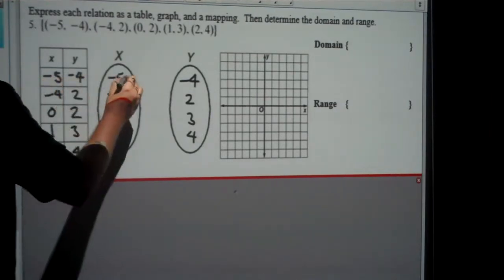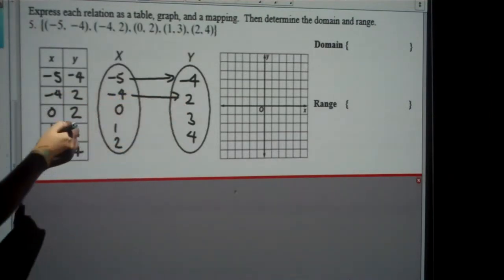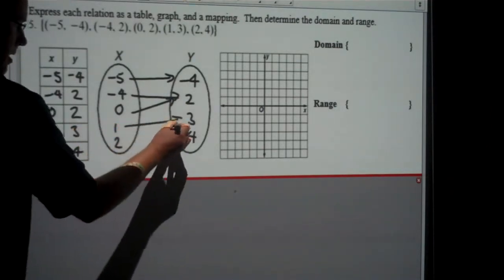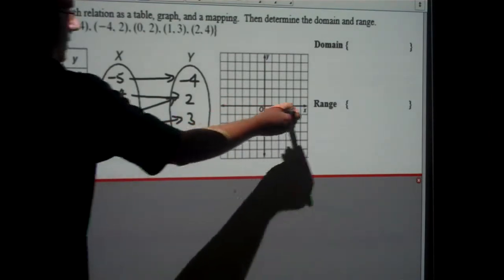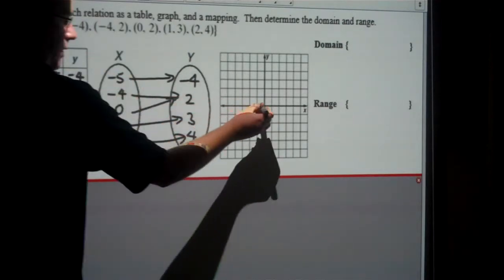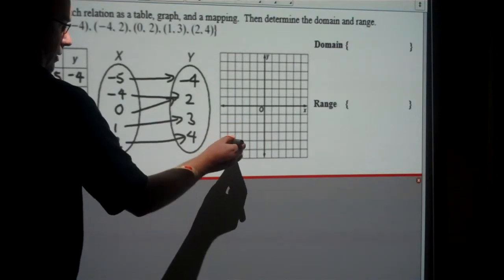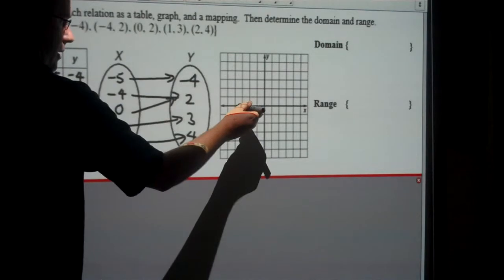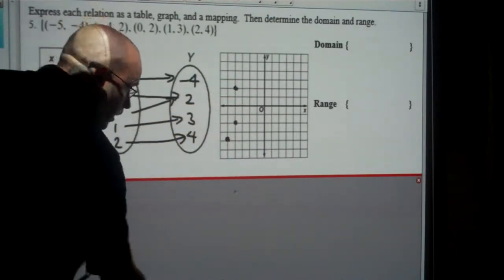And then I just join them up, so -5 goes to -4, -4 goes to 2, 0 also goes to 2, 1 goes to 3, and 2 goes to 4. As it comes time to plot those points, remember I'm going to do the across first and then the up and down second. So -5 means 5 to the left, and -4 means I'm going to go 4 down. So that'll be my first point. -4, 2 means I go 4 to the left, and then down 2. Oh, sorry, up 2, because it was +2.